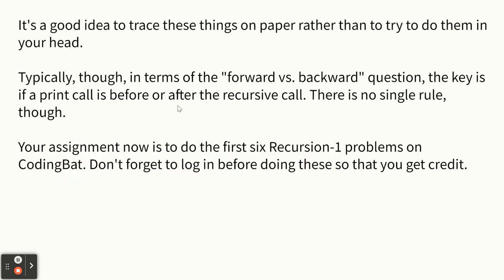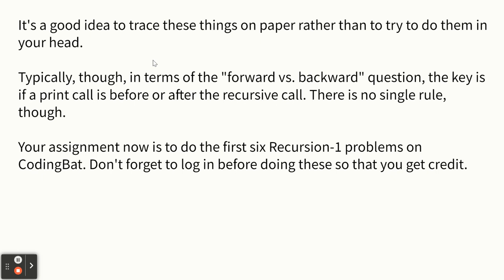So one way to think of it, a good idea is to trace these things on paper, write down things. But in terms of the forward versus backwards question, in general, if the print call comes before the recursive call, it's going to happen in the forwards order, like in the order that it's happening. And if the print call is after the recursive call, then it tends to go backwards. And there's no single rule. I can't tell you it's always this or always that. Any questions?